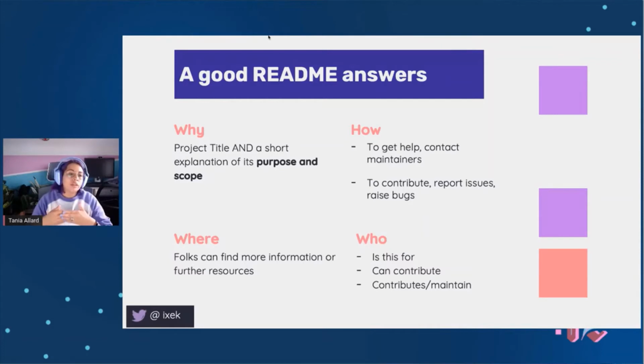The second question your README should answer is a how. How to get help. How can you contact maintainers? And this goes in many directions. How can you get help if you found an issue and you want to fix it or you just want to raise it? How are you gonna contact maintainers if there are any issues within the community with regards to code of conduct violations?